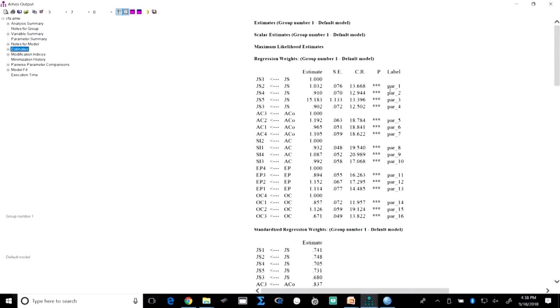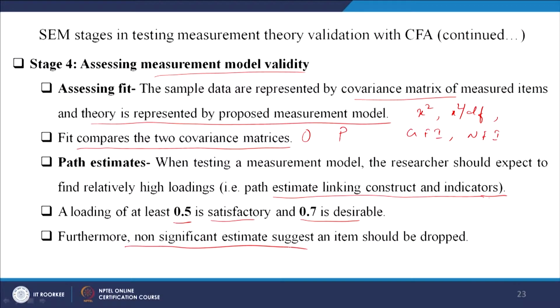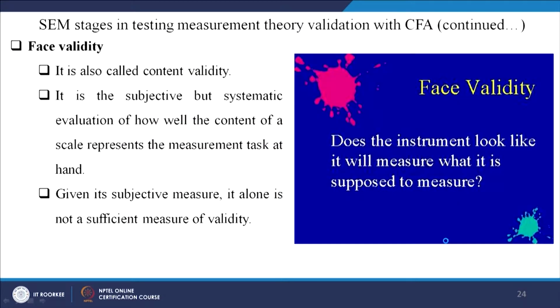Three stars means significant at the 0.001 level, right. Suppose something were not significant, then its value would be more than 0.01 or 0.001 or 0.05, whatever significance level you have taken. If it is more than that, then it is better to drop that item. Now, coming to certain validity issues.